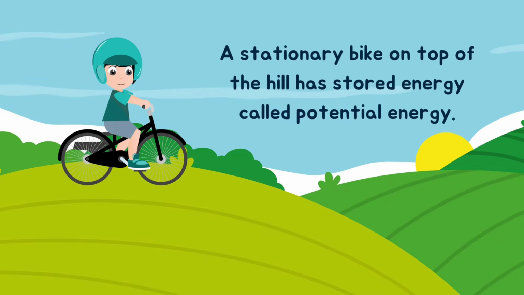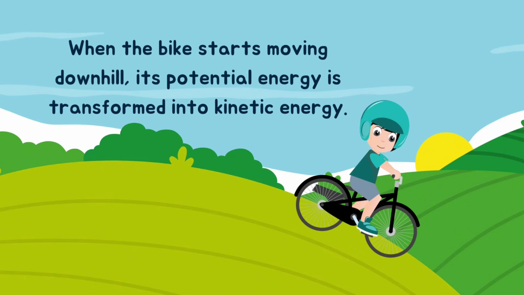For example, a stationary bike on top of the hill has stored energy. That is called the potential energy. And when the bike starts moving downhill, its potential energy, or the energy at rest, will be transformed into kinetic energy, or the energy in motion.